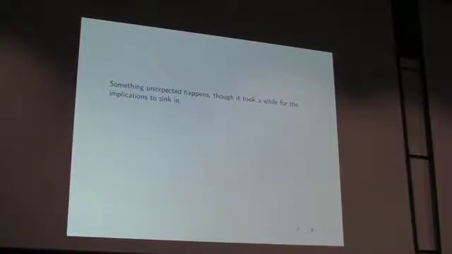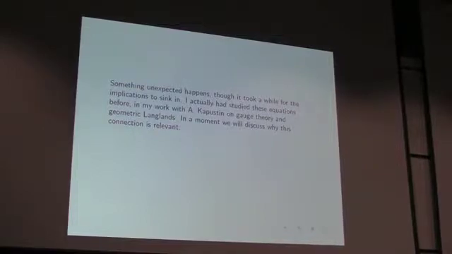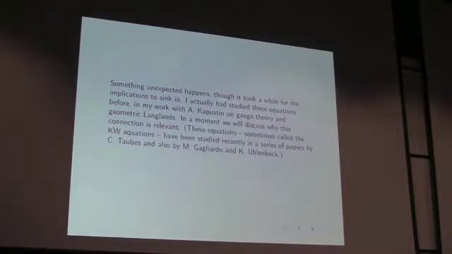Now, something else unexpected happens, though it took at least a year before I took it seriously. The equations one gets here are actually equations that I had studied before in my work with Kapustin on gauge theory and geometric Langlands. So that turns out to be important, but not for answering any questions I've mentioned so far. So for now, we'll just leave it on the side and then we'll go back to it. Also, these equations have been studied more recently in some mathematical works by Taubes and also by Gagliardo and Wilkin.